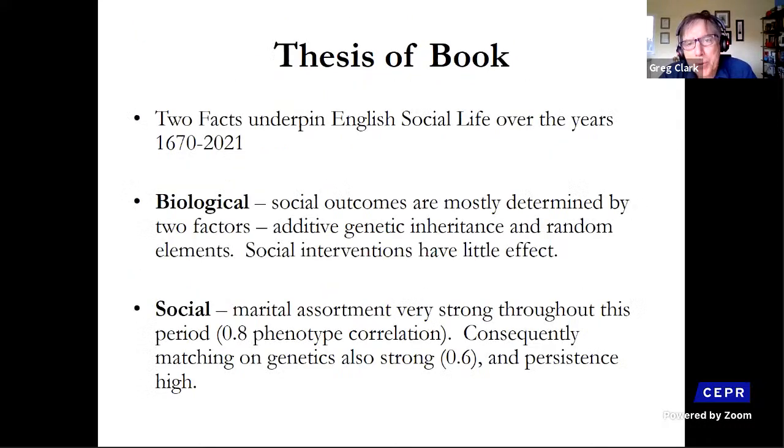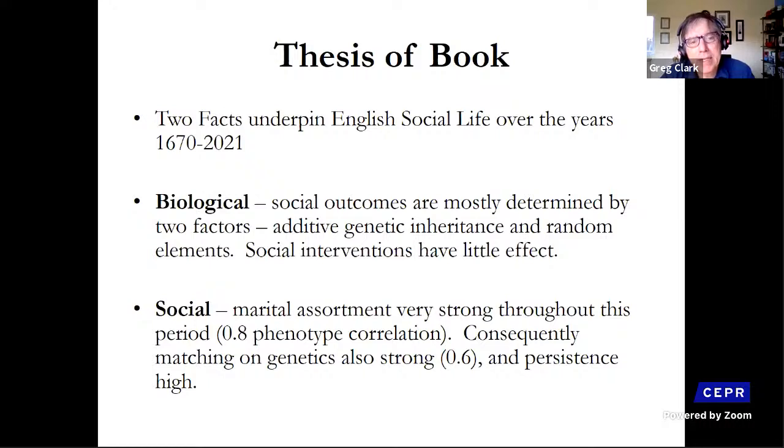But the thesis of the book is going to be quite radical. It's going to say that two facts underpin English social life over the years since at least 1670. The first one is a biological fact that social outcomes are mainly determined by two factors: additive genetic inheritance and randomness. And social interventions seem to actually have very little effect in terms of determining the outcomes.